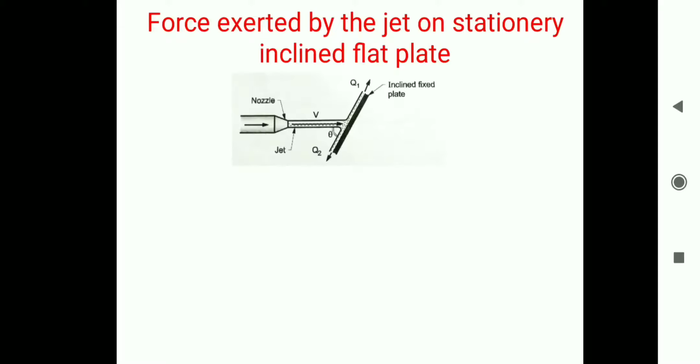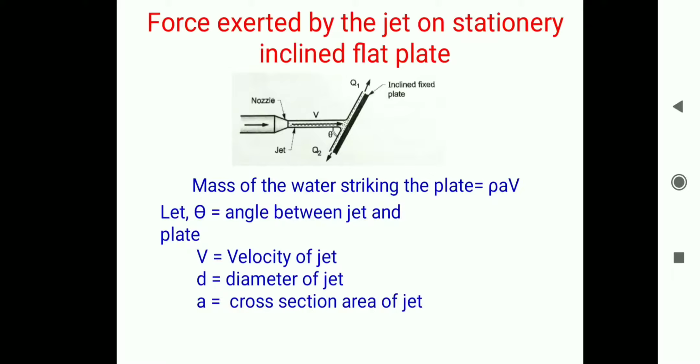Now the mass of water striking the plate M can be written as rho AV as we have seen in the previous slide. Now let theta is the angle between the jet and the plate. V is the velocity of jet, D is diameter of the jet, and A is cross-sectional area of the jet.